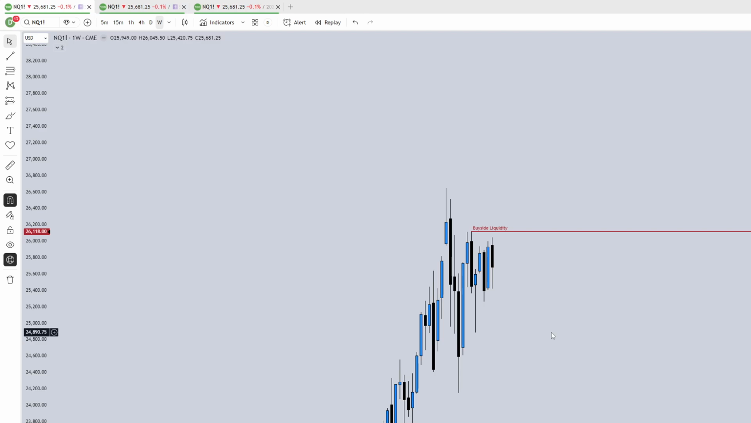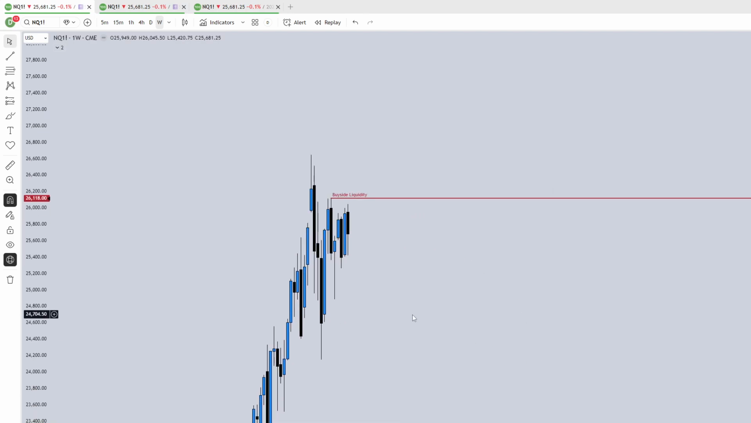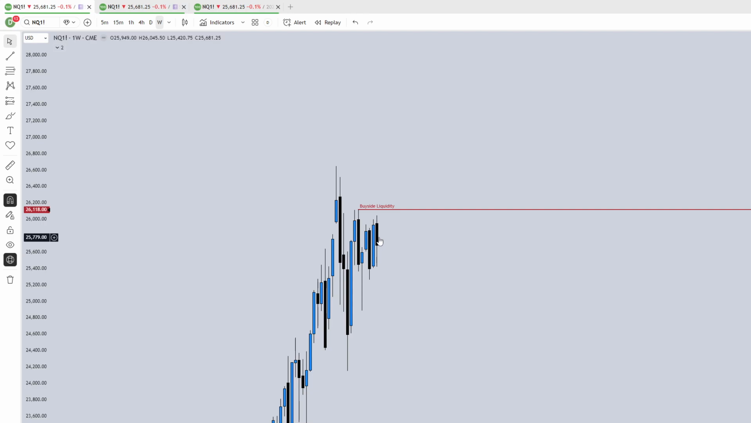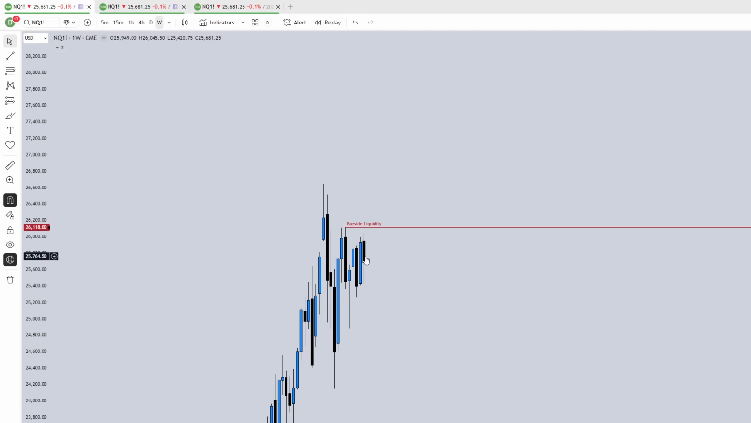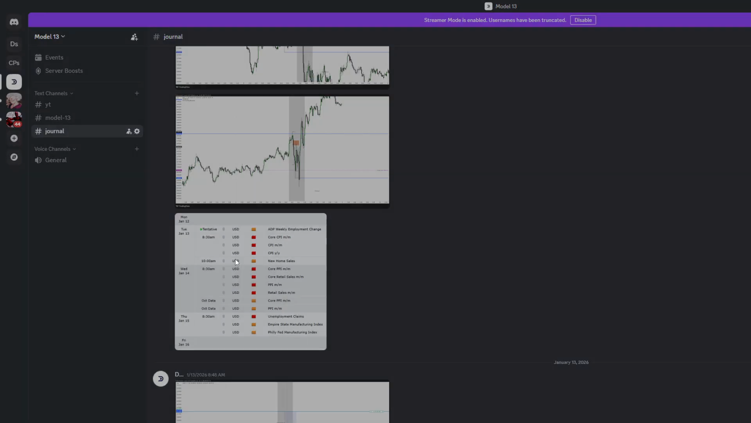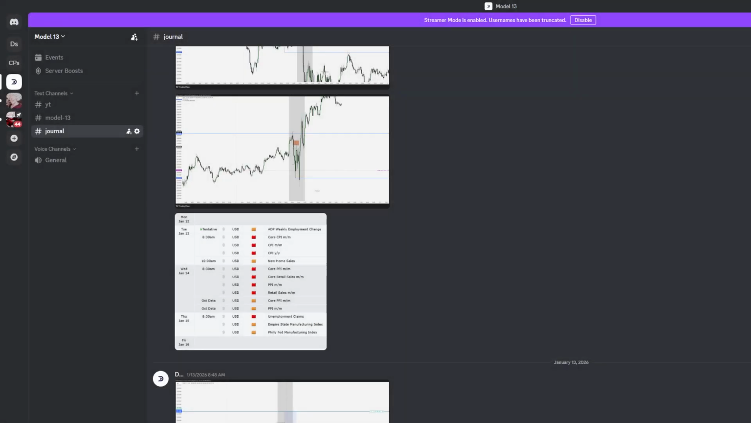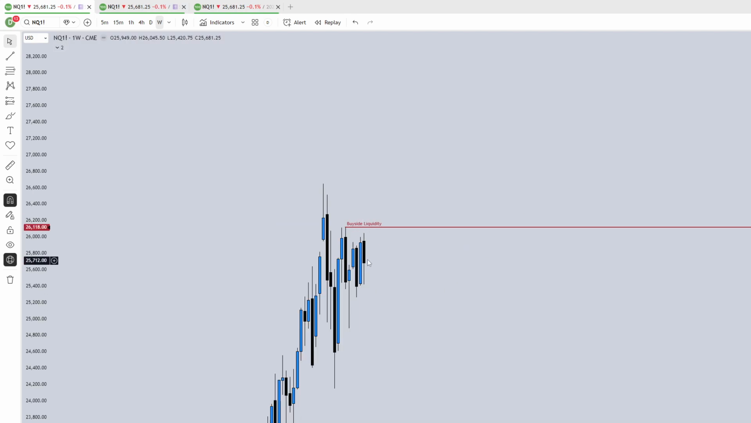So first things first, nothing's changed. I always start on the weekly candle. I'm considering the weekly expansion of the upcoming week. So last week being January 12th, we will look at that economic calendar. For that week we had news on Tuesday, Wednesday, and Thursday. So that being said, those are the days I'm interested in.